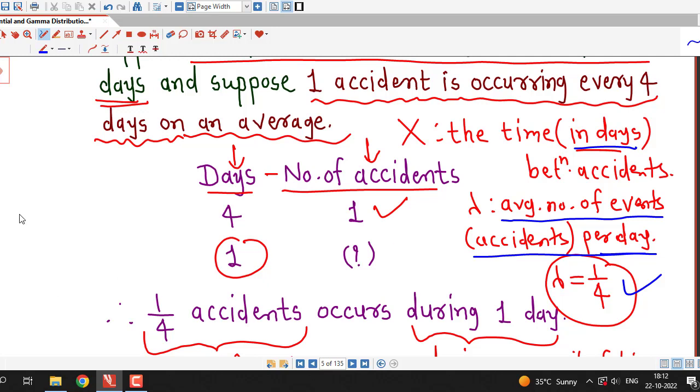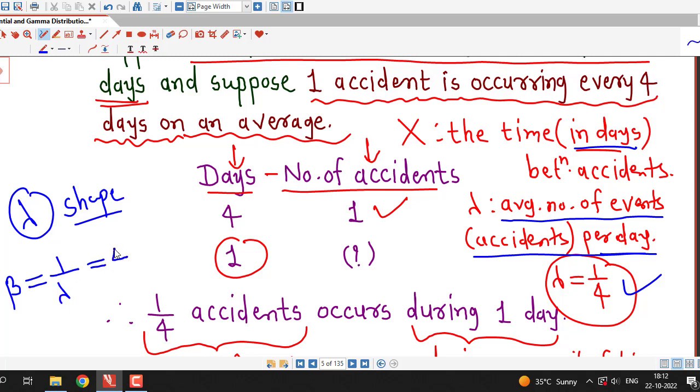So if we are using lambda as a shape parameter, then we will use lambda equal to 1/4. But suppose we are using the scale parameter beta, then we will consider beta equal to 1 by lambda, and that will be equal to 4 days. So be careful, whatever parameter you want to use, either shape or scale parameter, you have to decide values of lambda and beta appropriately. Alpha will be the same for both PDFs, whether we are using lambda or beta, but we have to decide lambda and beta appropriately.